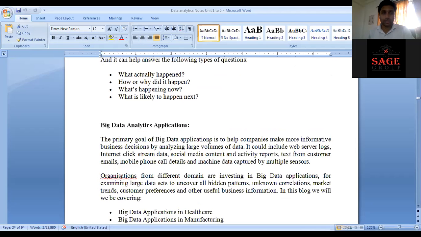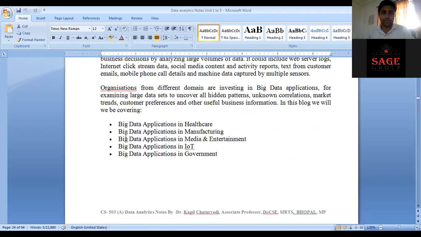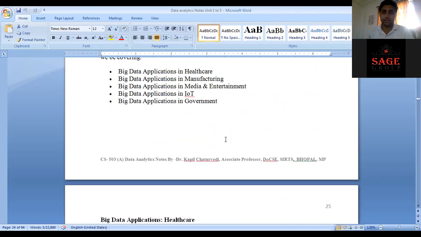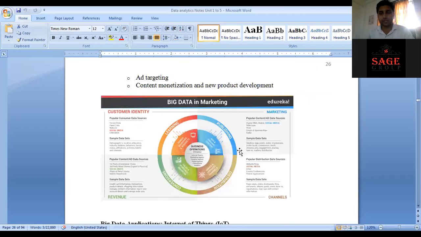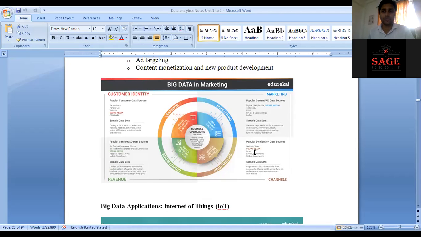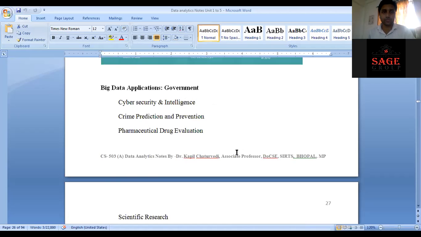So that is all about the big data introduction and big data applications. Big data applications include healthcare, manufacturing, media, entertainment, Internet of Things, and different applications of government. There are so many applications of big data, because big data is everywhere. Even in your cell phone, when you are storing data, the capacity is normally 64 GB today. So when you capture an image or a video, in general we put our content in the cloud. Basically the cloud is the storage of big data. So that is all about big data.